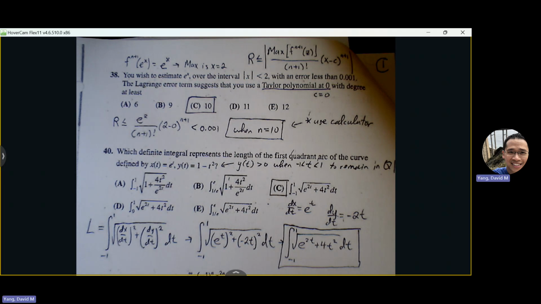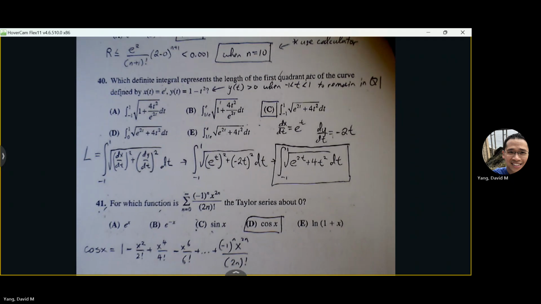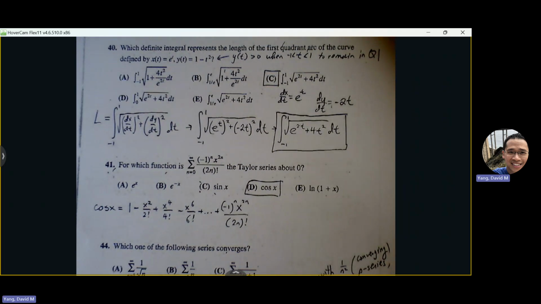Yes, and the derivative will always be equal to x, that's why. It's a yes. All right, 41.